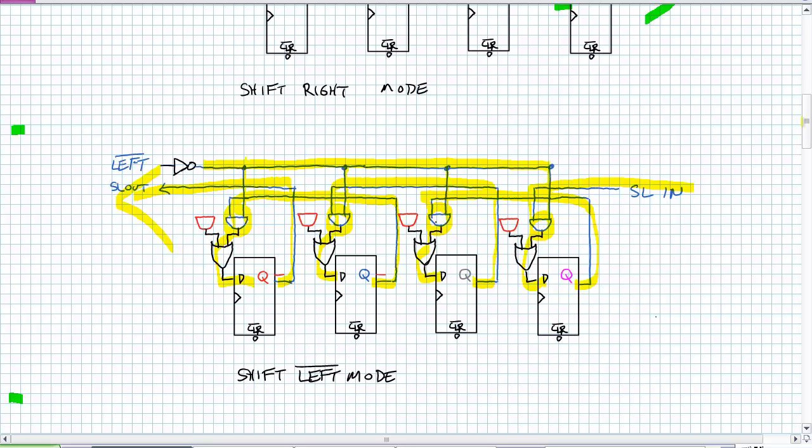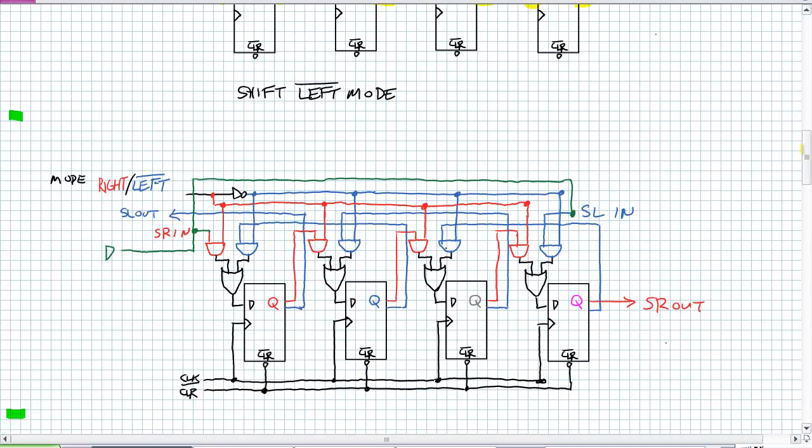Let's take those two diagrams in right mode and left mode and put them together and add one final thing to it. What I've added here is my D input line. This is my single input line. It is being sent to both shift right in and shift left in.